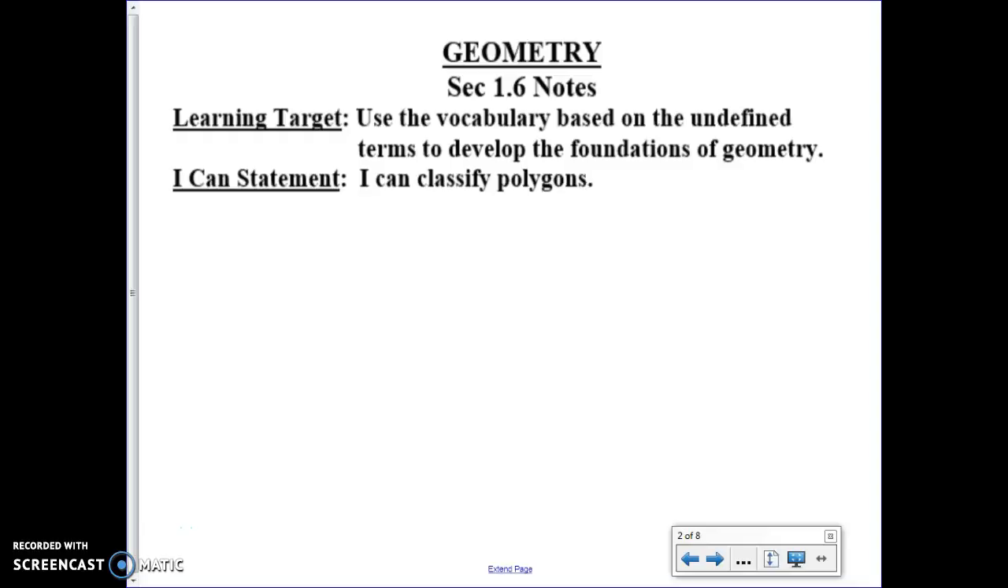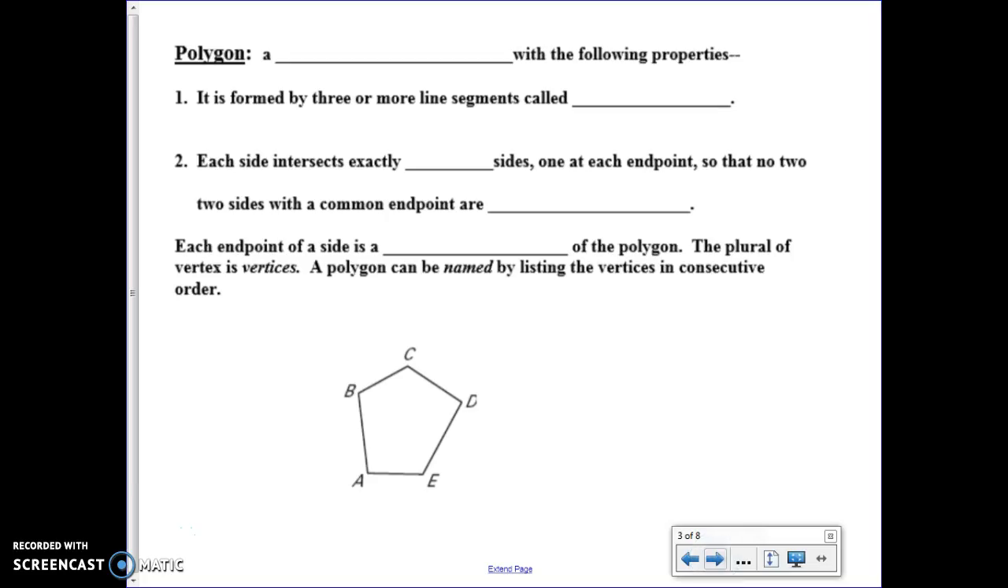Hey guys, today we are talking classifying polygons. So the first thing we need to discuss is what is a polygon? A polygon is a closed plane figure with the following properties.